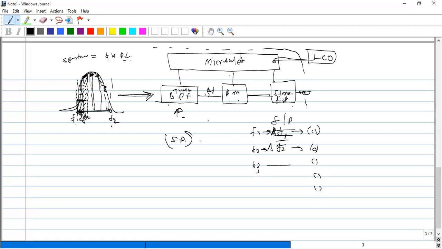Then this microcontroller is there. You have to code, you have to interface this band pass filter, power meter, and storage device, maybe RAM or ROM, using the microcontroller. Maybe you can use the internal RAM or ROM for this task. If it is not enough, you have to interface another external storage device with the microcontroller. Then you have to write the libraries and code to control these components, and also the LCD.